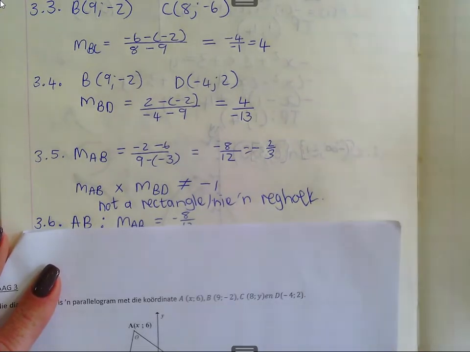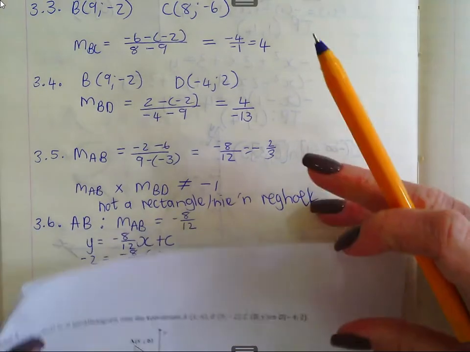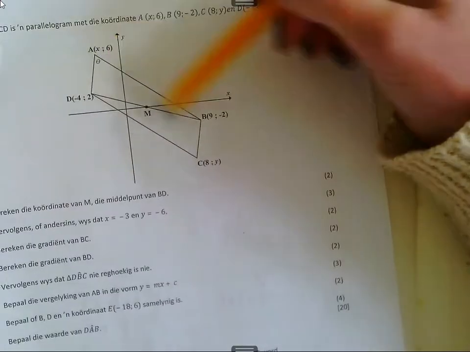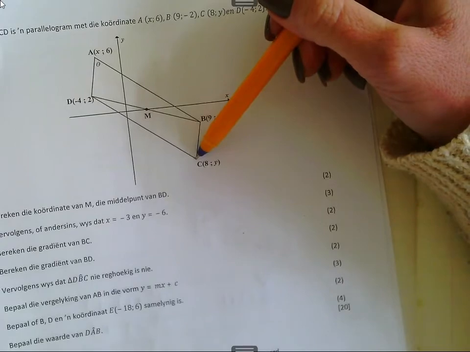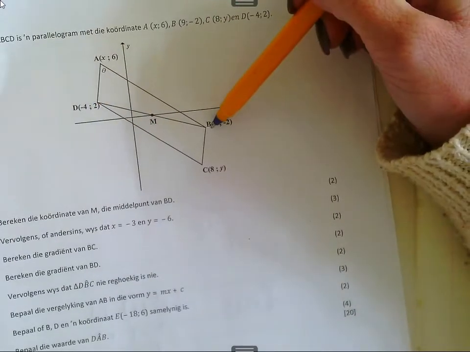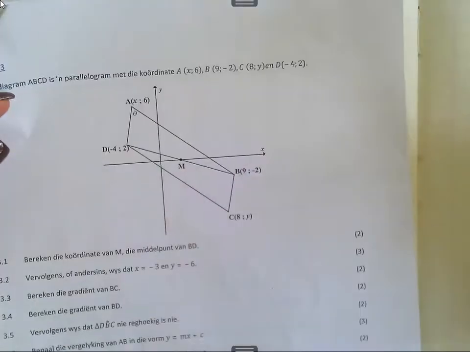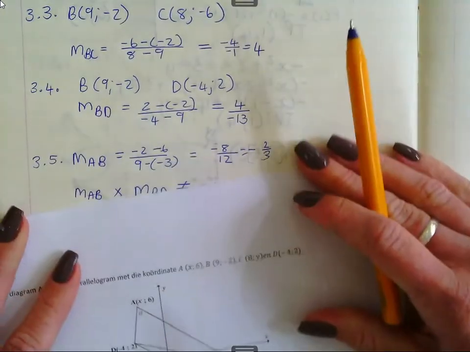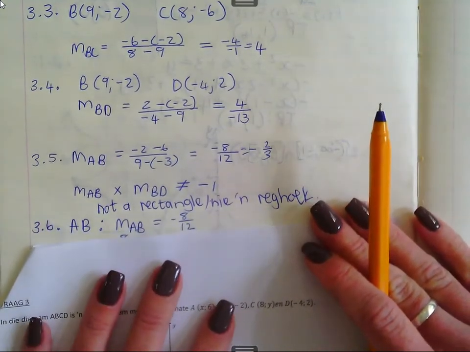If you use the equal diagonals, you would have used the distance formula to find the length of the diagonal AC and the diagonal BD, and then they won't be the same, and then you just say, so it's not a rectangle, because the diagonals aren't equal.